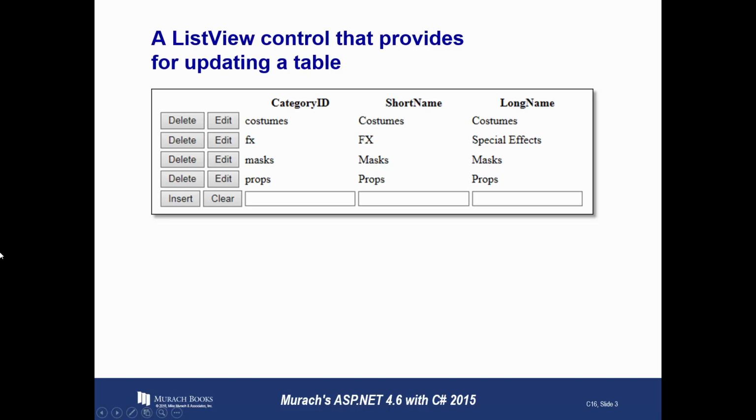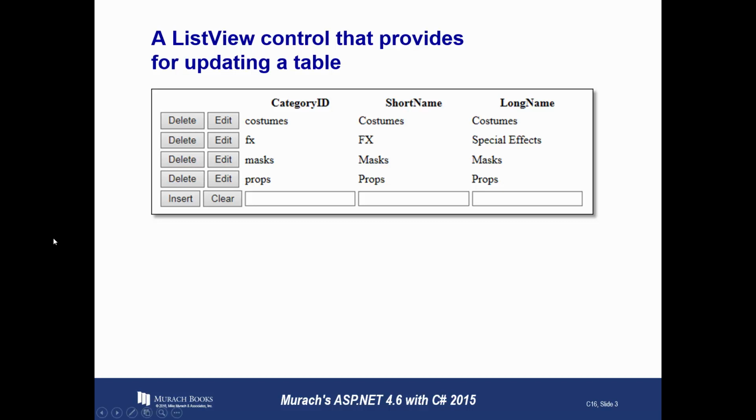All right, what you see on the screen here is a list view control that we can use to provide for updating the data in the categories table of the Halloween database. You can see here that the data is presented in a row and column format similar to what you had in a grid view. The main difference here is we've got the additional row on the bottom that we can use to insert a new row into the table.